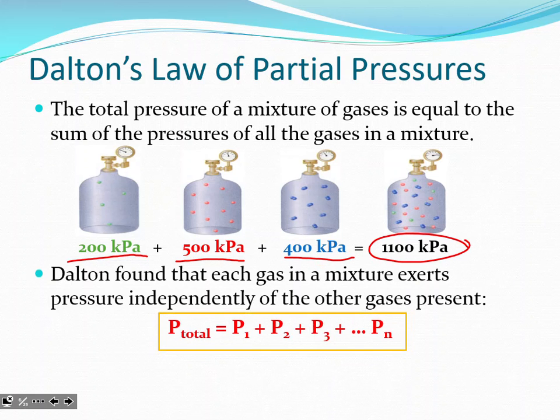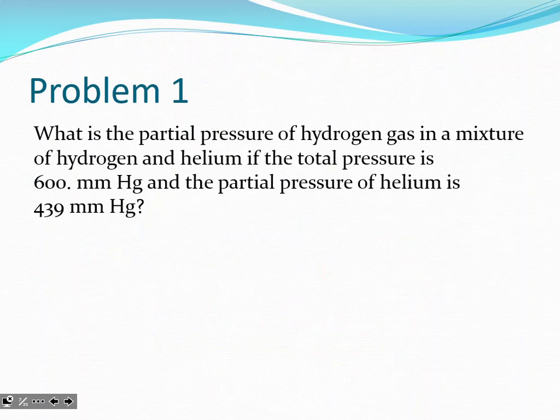P total equals P1, the partial pressure of the first gas, plus the partial pressure of the second gas, plus the partial pressure of the third gas, and so forth. And if you had a 4th gas in the mixture, you'd add the 4th gas in there, right? Okay, you kind of get the idea. So, once again, I added the dot here because I wanted the sig figs to work out right, so I changed this, so make it 600 dot.